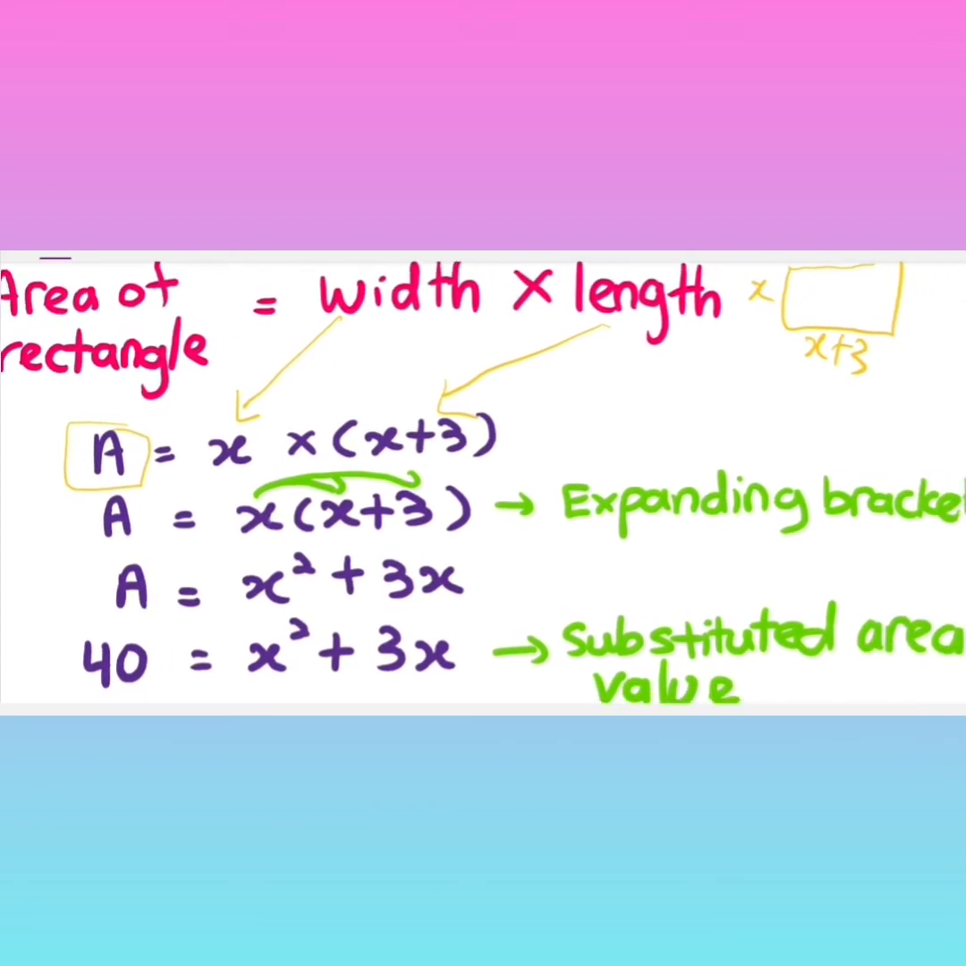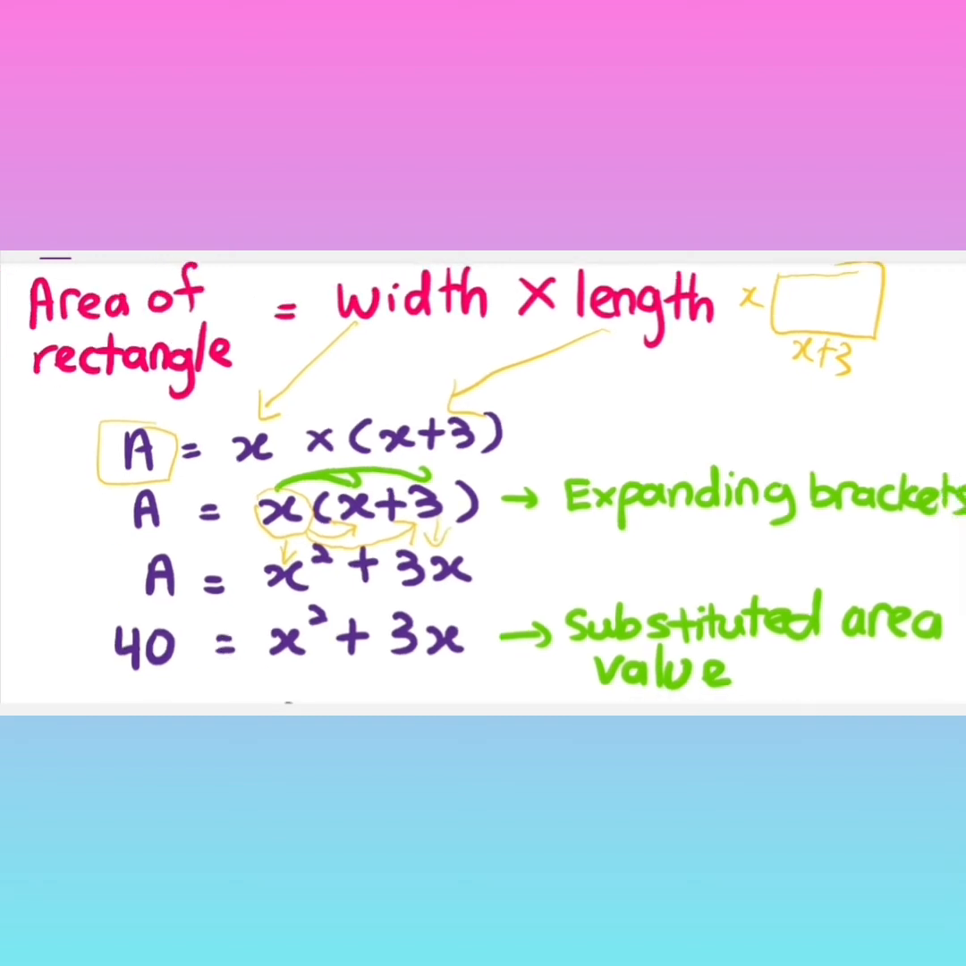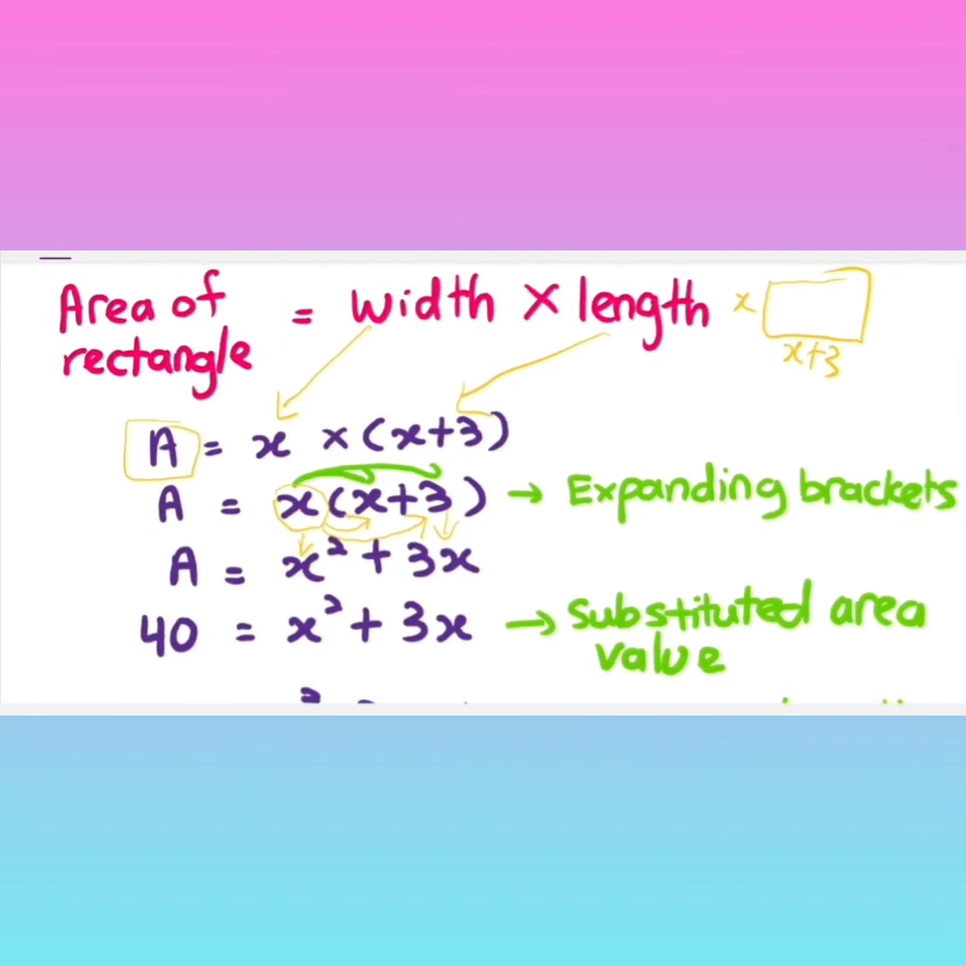Okay, so here now we're going to take this x and we're going to multiply inside. So we're going to multiply with the x first, then we're going to multiply with the 3. So when we multiply with the x, we get x squared, and when we multiply with the 3, we get 3x. Alright, so now we have got our expression here.